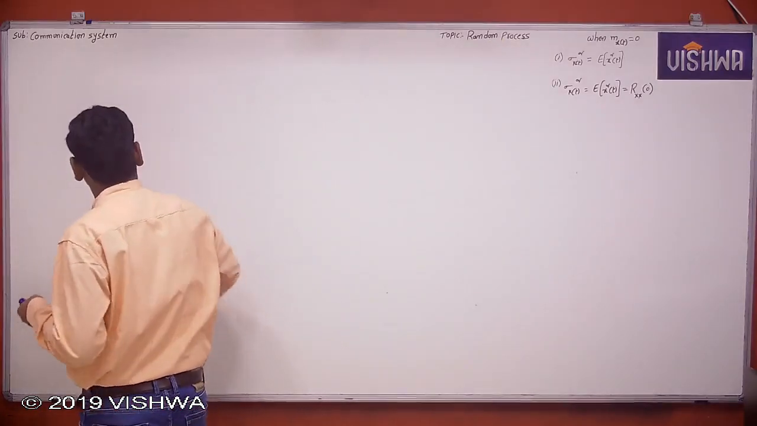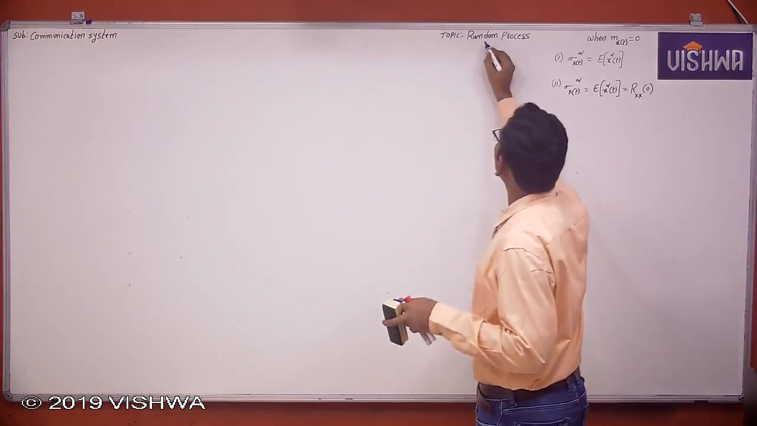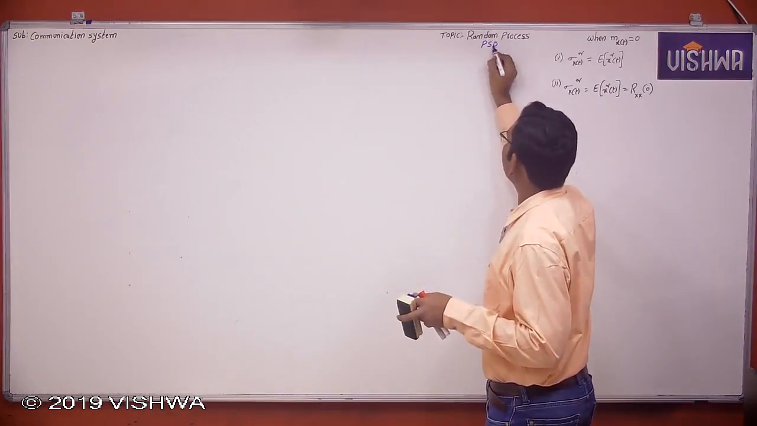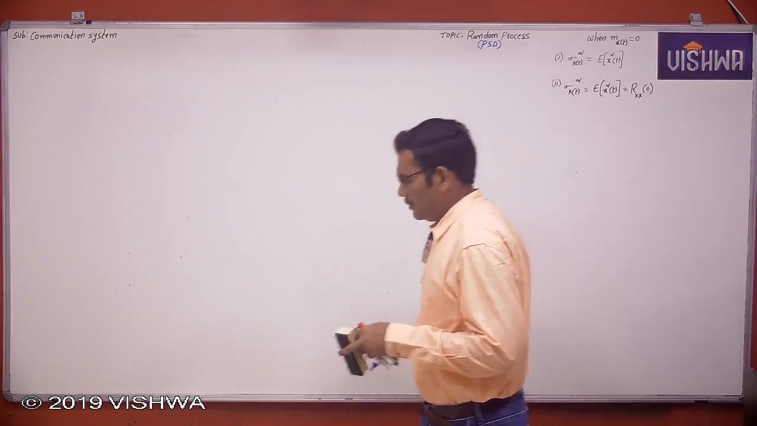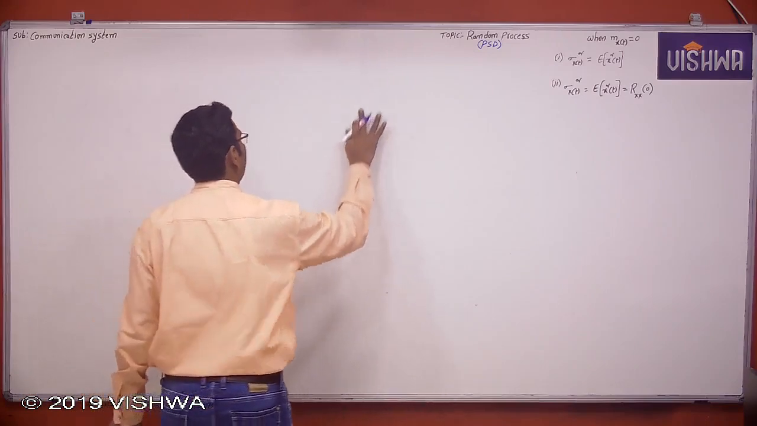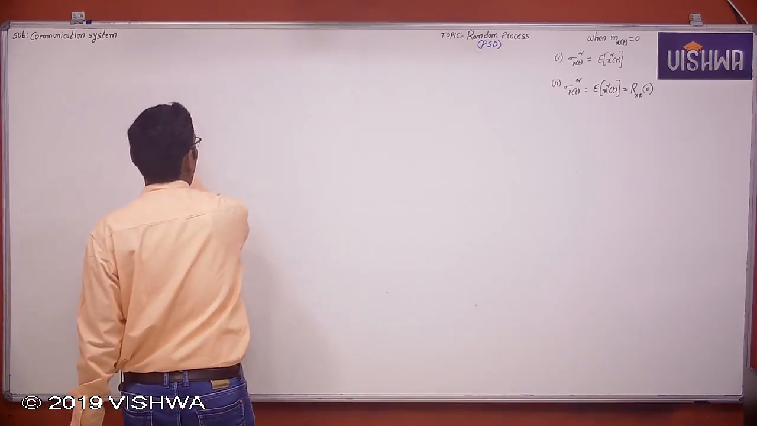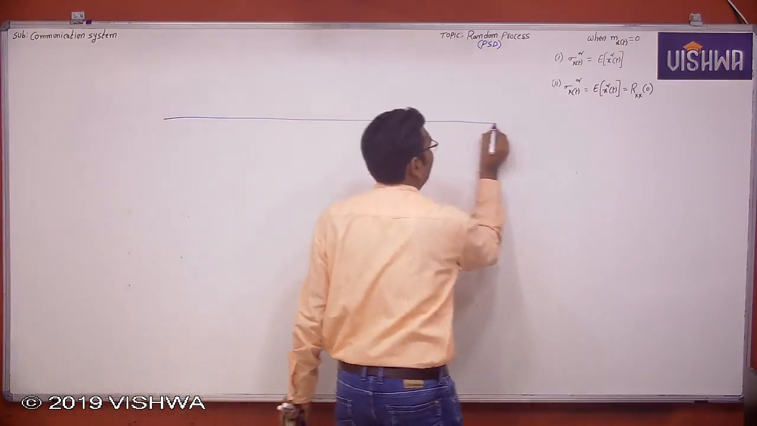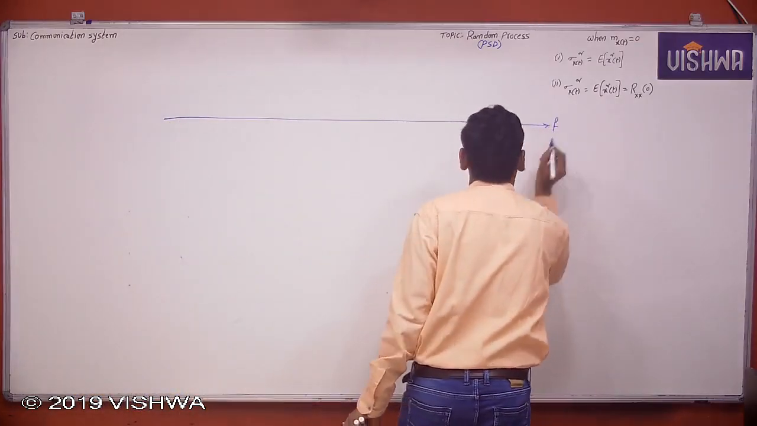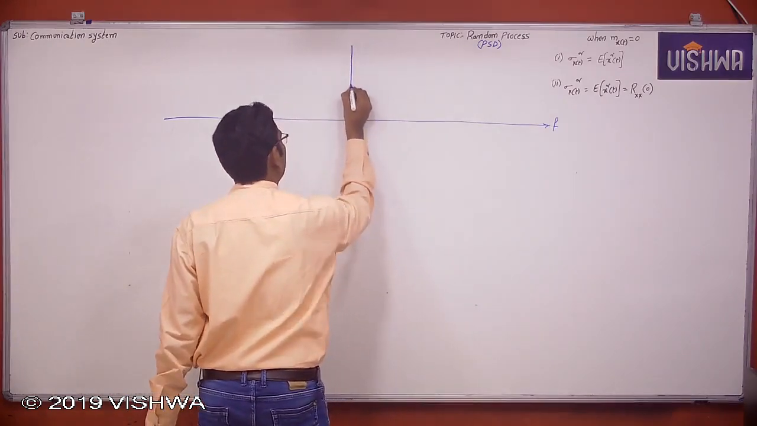Now we will see the power spectral density. For easy explanation, I can take one small example here. Now this is a two-sided power spectrum.